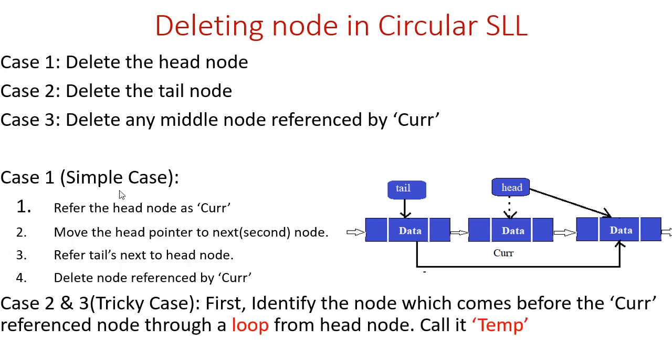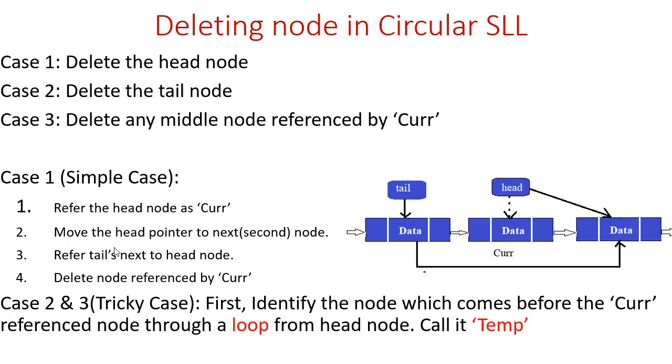Case 1 is the simplest case, that is, I need to remove the head node. Here you can see this particular diagram. This is the head node and I am referencing cur also to the head node. Before I free the memory, I need to ensure that the head is still referencing some node in the list. So I say the head node is now this second node.